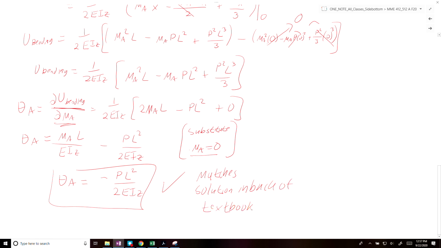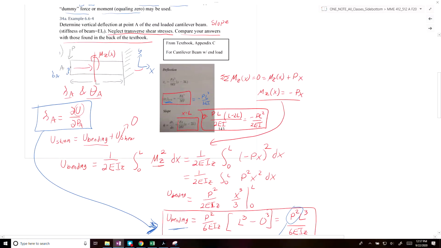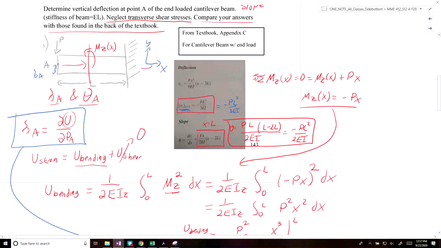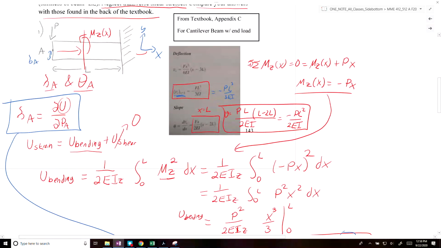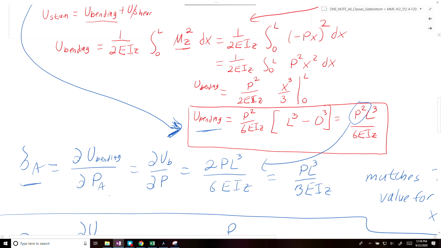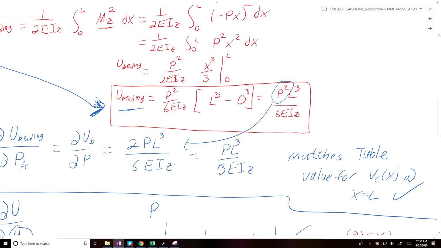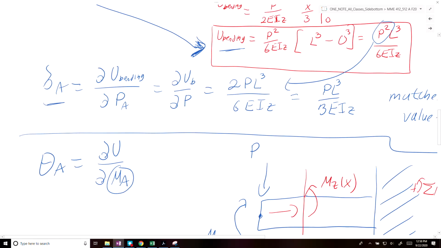So really quickly, I just want to summarize what we did here. We first need to find the strain energy. We found the strain energy using the strain energy equation we developed earlier in the lecture videos for bending. Once we found our total strain energy due to bending, to find the displacement, we took the derivative with respect to the force at that point, which was our applied force in this case. So we ended up getting the equation for the displacement at that point, and it matched the value that we had found earlier.